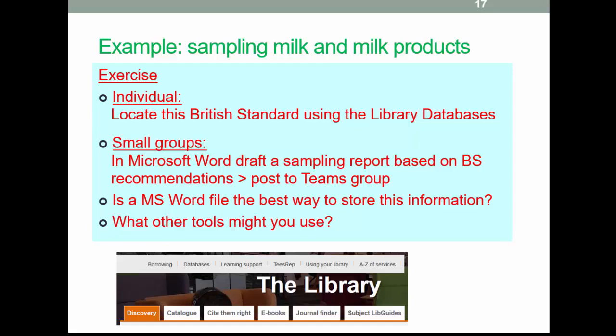We should also think about, is a Microsoft Word file the best way to store this information, and what are the tools you might be able to use. Bear in mind you may need to find this information in the future. Typically you have to keep this information for at least 5 years in the food industry, and sometimes longer.